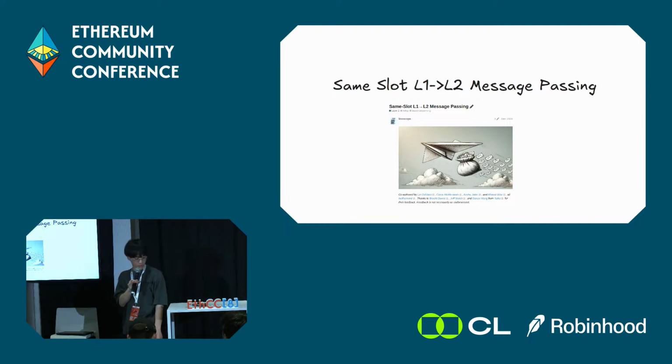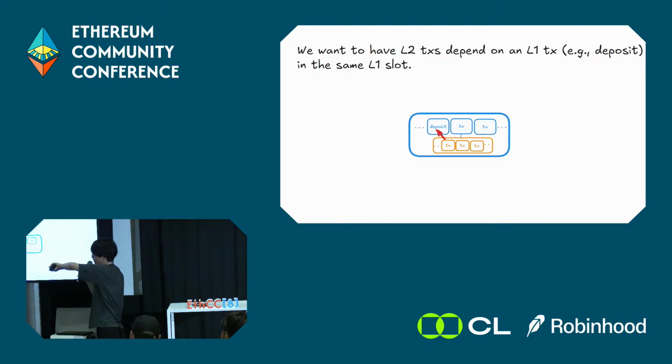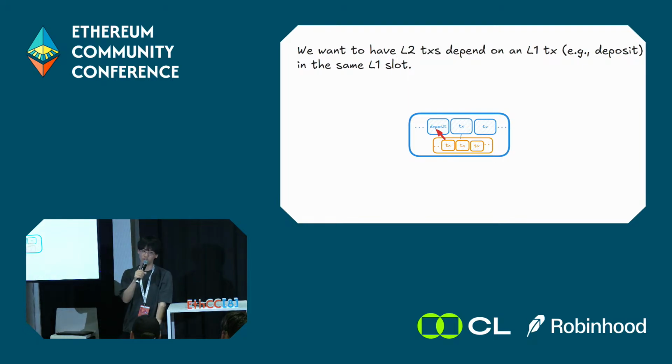So one of the solutions that we have is what we call same slot L1, L2 message passing. And what we want to do is simple. We want to have L2 transactions that depend on the L1 transaction. For example, a deposit would be a good example in the same L1 slot. So within the same L1 block, you can have a deposit, and then you can have L2 transactions that actually reference the fact that this deposit happened. So you want to introduce this dependency.